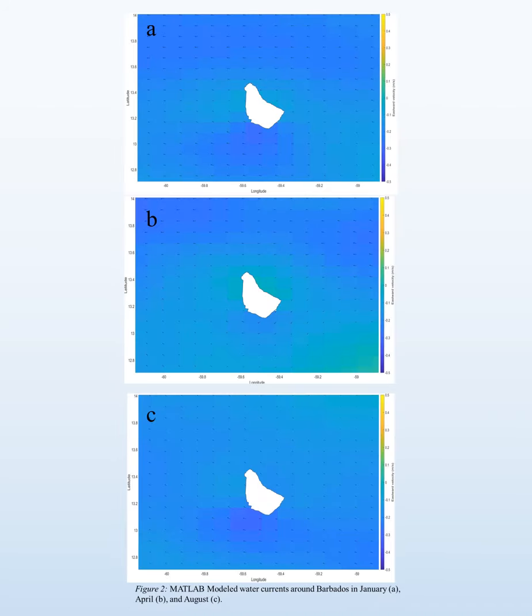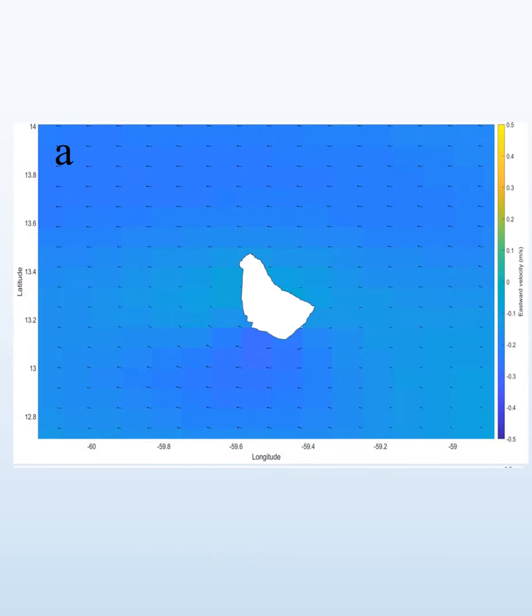The next step in my analysis was to try and figure out why the sargassum landings had congregated in this southwest region of Barbados. So I found a computer model which shows the average currents around Barbados in the 9-month period that I investigated. So the first figure here shows the average currents in January.